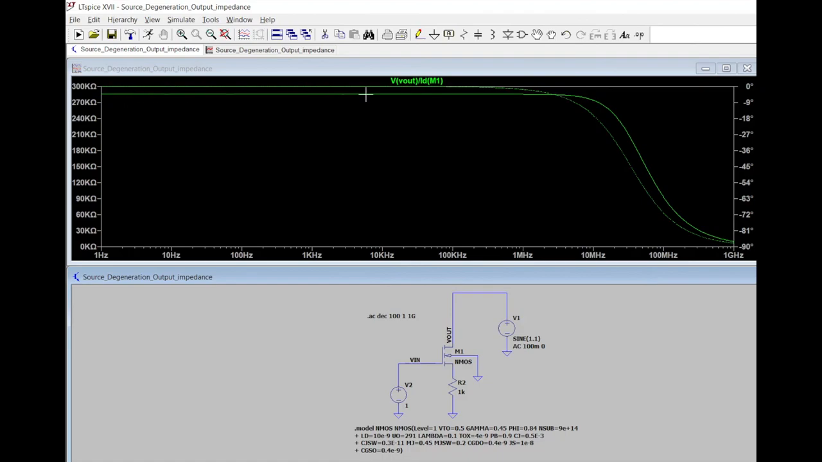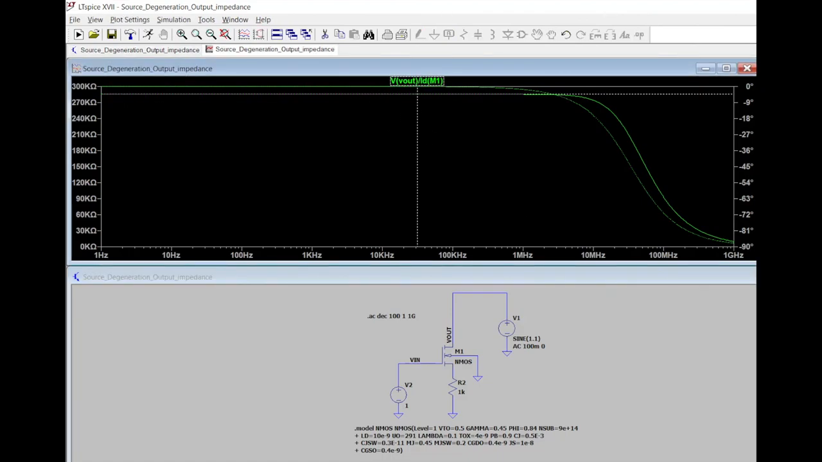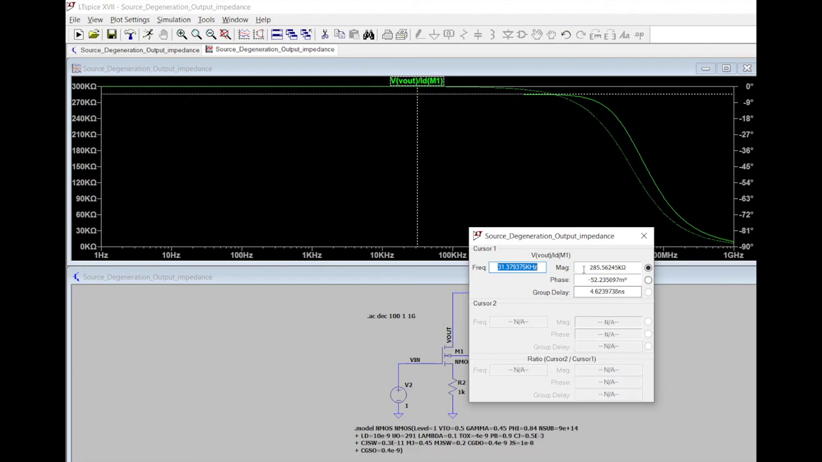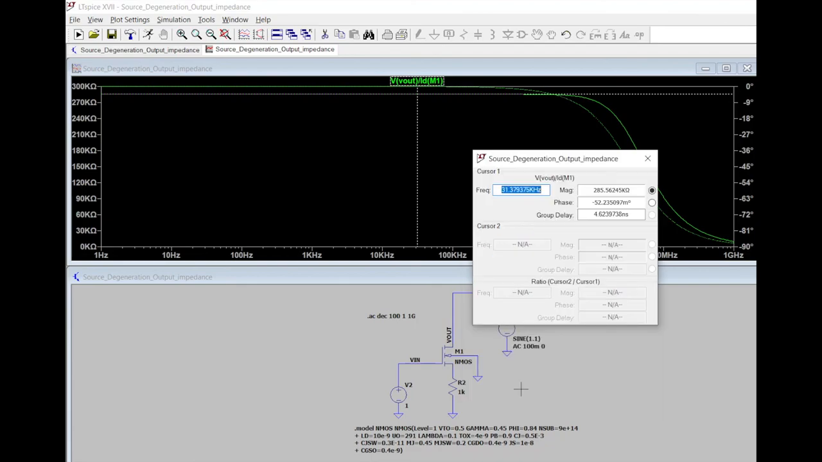If I click here and get the cursor, the impedance at low frequency is 285 kilo ohms. So this is really a very high impedance. Using the operating point analysis, you can find out the ID, and using lambda, you can find out the RO, and you will see that this impedance is much, much higher than the RO of this transistor. So this is how we find the output impedance of a circuit network. The conclusion is that the common source amplifier with source degeneration has a very high output impedance.